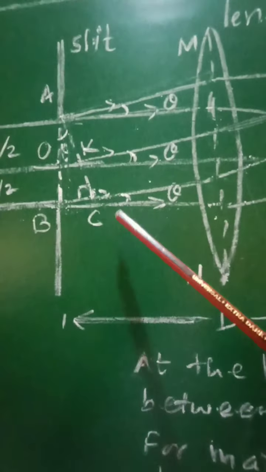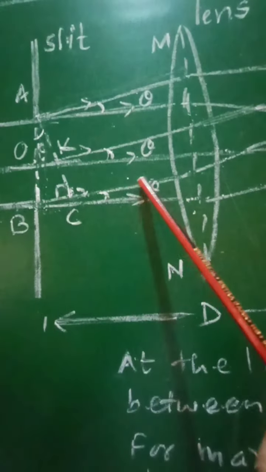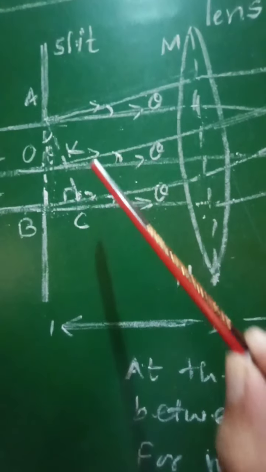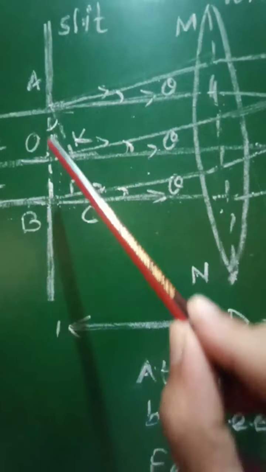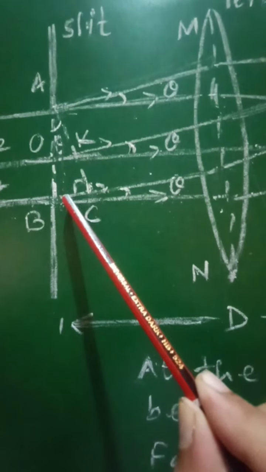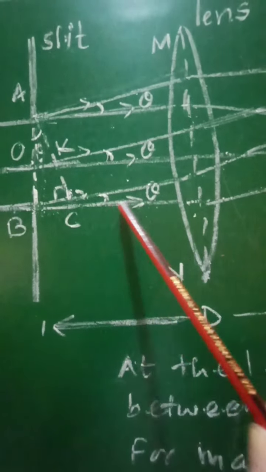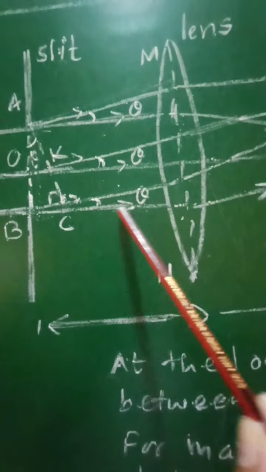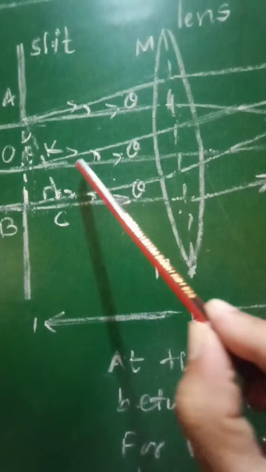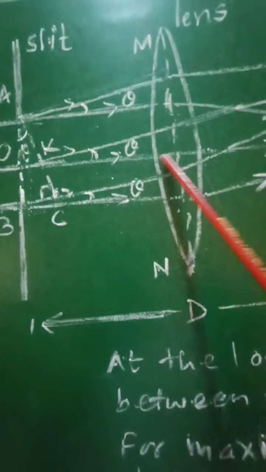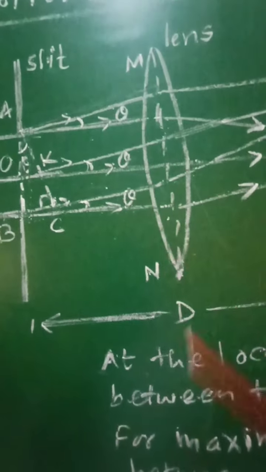Now let us consider the angular separation between the rays at each and every point equal to theta. That is, let us consider the rays of light emitted from points A, O as well as B such that it makes an angle theta with the initial or original direction of the rays of light. That is, theta will be the angle made by these rays with the axis of this lens, and that theta will be nothing but the angular separation.